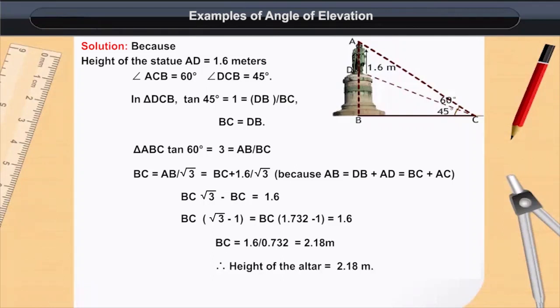Or taking BC as common, we get BC multiplied by (square root 3 minus 1) is equal to BC multiplied by (1.732 minus 1) is equal to 1.6, because square root 3 is equal to 1.732 meters. Therefore, BC is equal to 1.6 by 0.732, which is equal to 2.18 meters. Therefore, the height of the altar is equal to 2.18 meters.